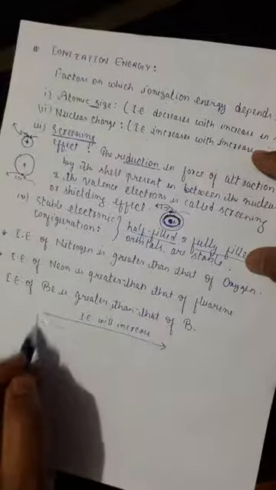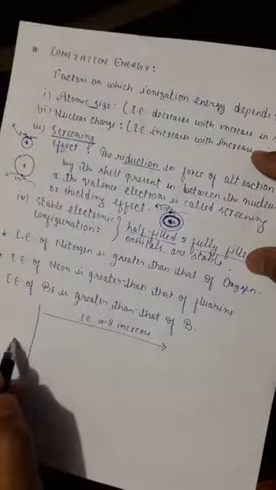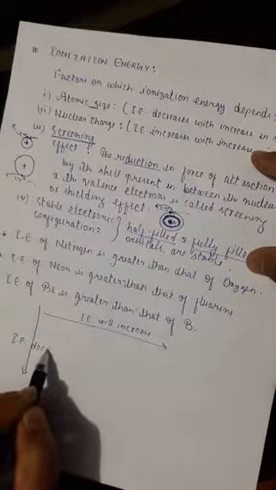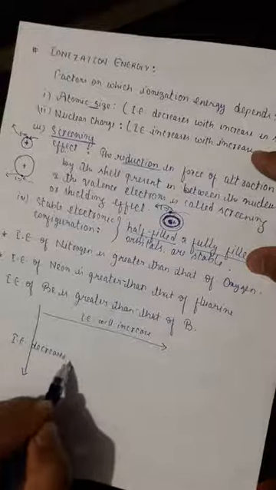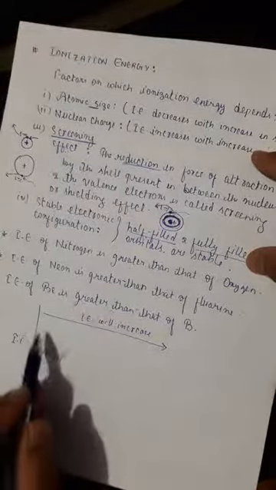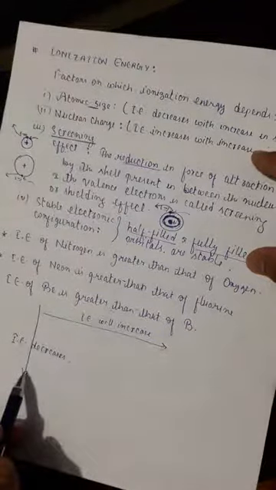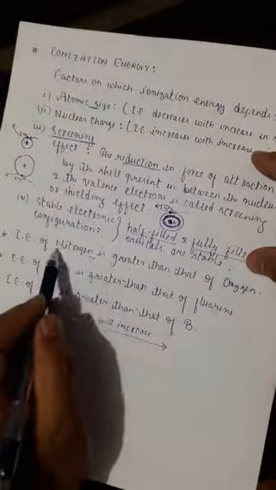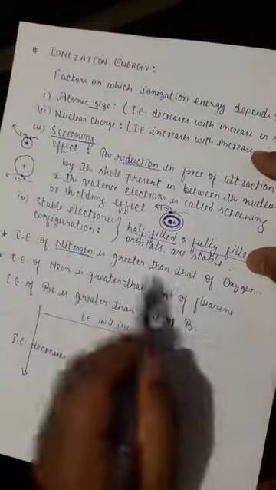And as you move from top to bottom in the periodic table, ionization energy decreases. Okay, this information is the general trend of how ionization energy varies in the periodic table. But here, this is in contrary to this general trend.